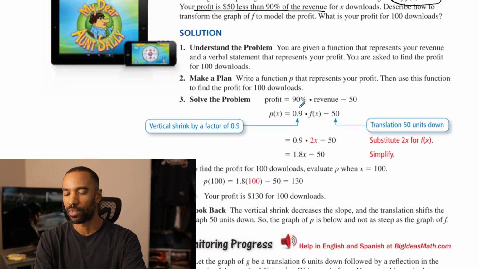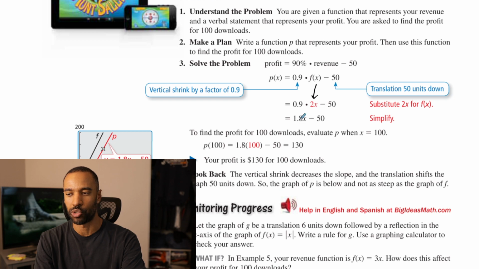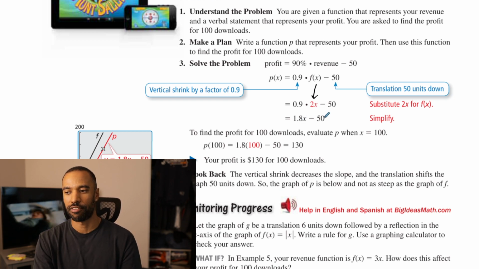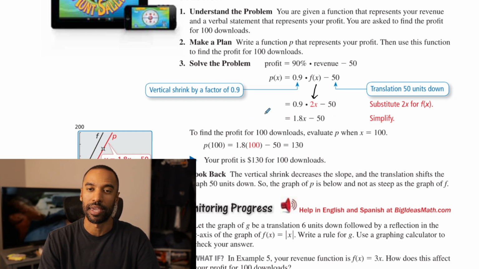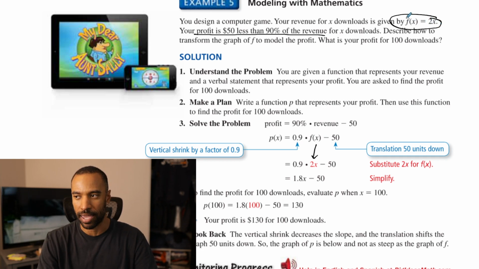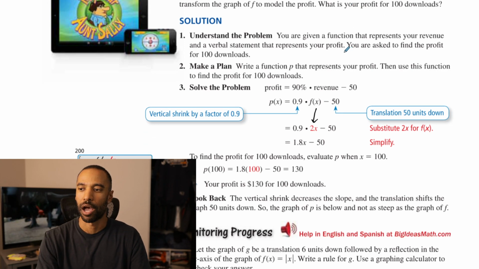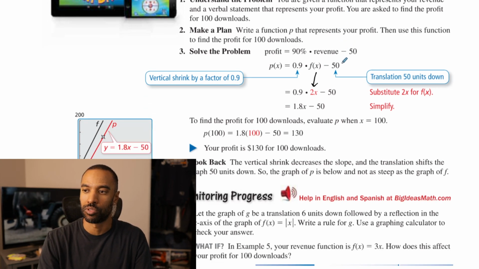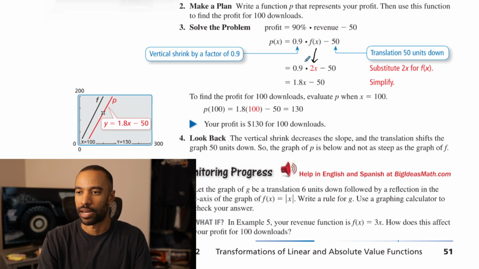90%, the decimal equivalent is 0.9, multiplied by your revenue stream. Your revenue is a function written as 2x, so we do 0.9 times 2x, which is 1.8x, and take 50 away from that, and then we get our function modeling how much profit we make overall. This was revenue. Revenue is how much money you make. Profit is the net of revenue versus cost, right? How much you make overall when you talk about expenditures. 50 must be some sort of upfront cost, and so on.